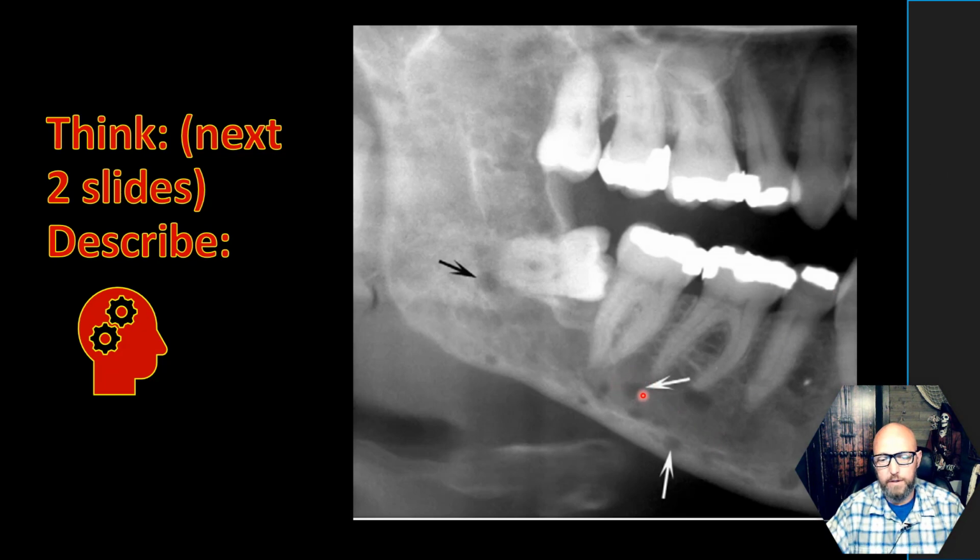Is this well-defined or ill-defined? Does it have smooth borders or ragged borders? This is well-defined, smooth borders. Is it solitary or multifocal? That one hopefully is an easy one. It's multifocal. You see multiple of these lesions. They look punched out. And so you go to your multifocal lesions lecture, and hopefully that really narrows down the differential for you. This was that multiple myeloma.